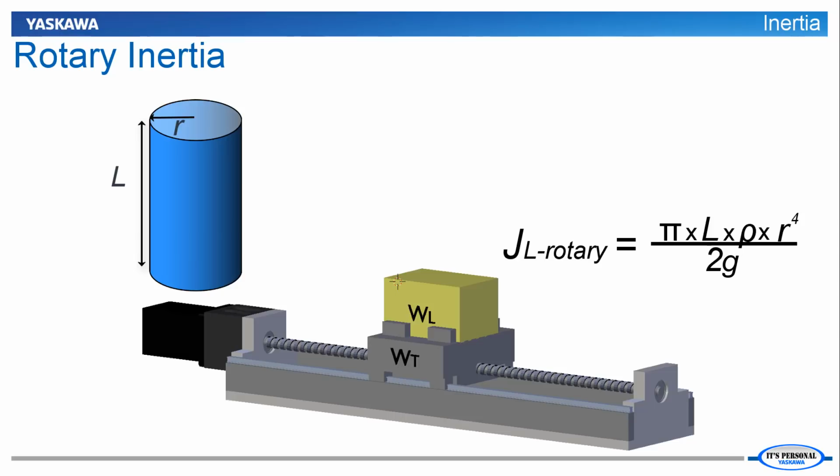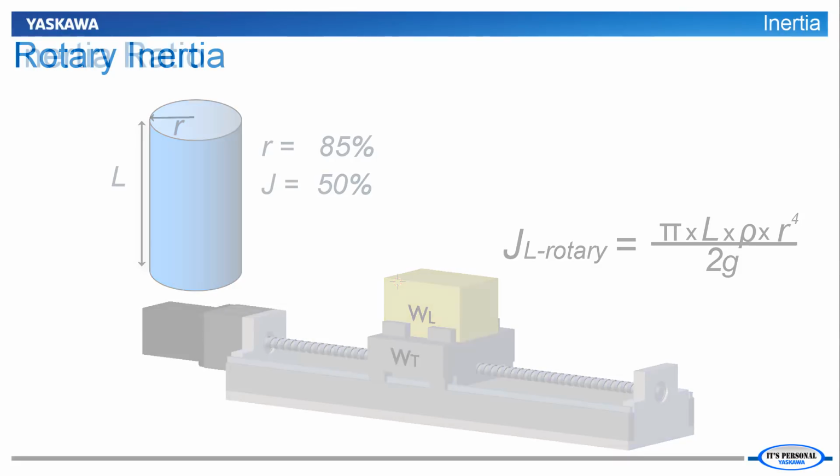But the dominating factor that determines the inertia of a rotating object is that object's radius. The inertia is proportional to the radius to the 4th power. To put this into perspective, consider an object with a given radius and inertia. If the radius is reduced to just 85% of the original, the inertia will reduce to 50%. Notice that once again, machine efficiency and coefficient of friction do not play a part in determining the rotary inertia.